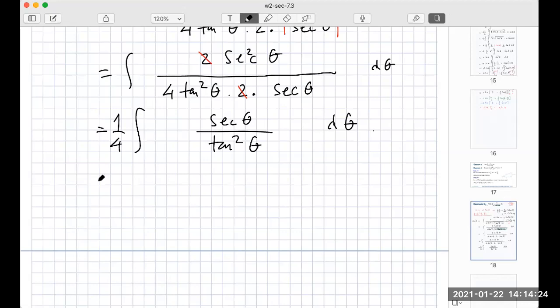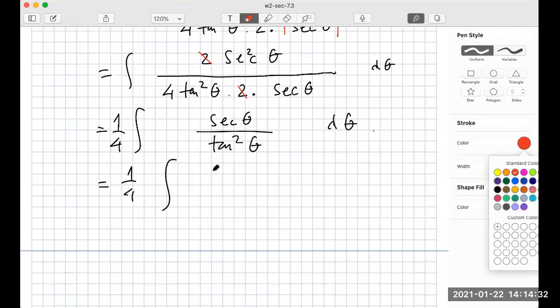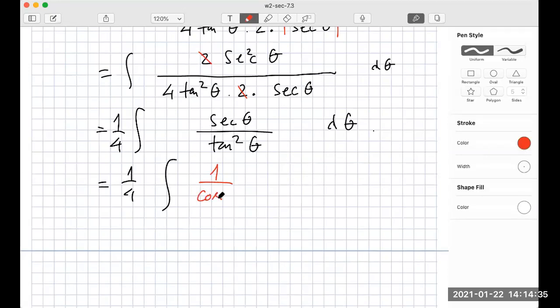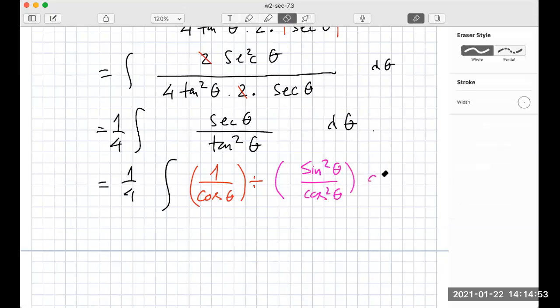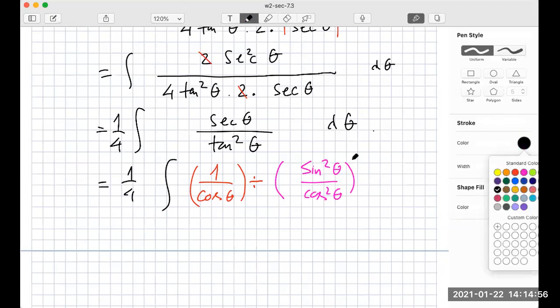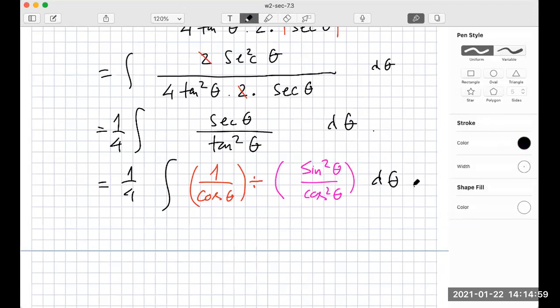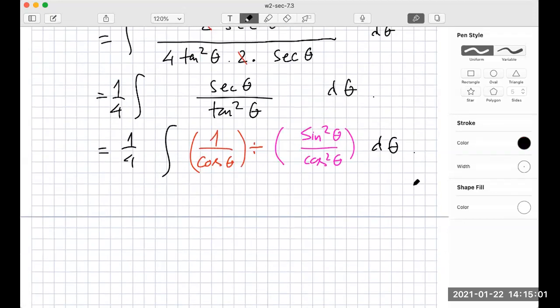We change them into sine and cosine. The top here, can I write it this way? Secant is 1 over cosine theta divided by the denominator, and the denominator is sine squared. Are you comfortable with this, the way I write it here? I find that it is easier to explain.